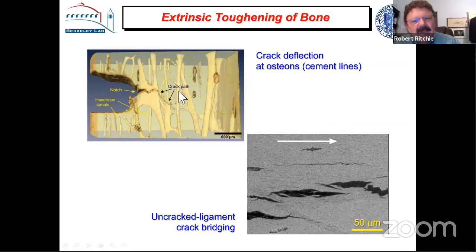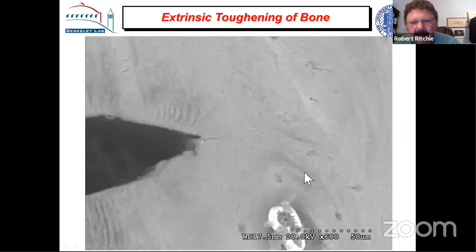This is a two-dimensional image there, the osteons, and the crack is deflecting as it encounters the osteons. And there are these uncracked ligaments that form between the microcracks for a crack growing typically along the longitudinal axis of the bone. I have a movie of this, and let me just show you this.